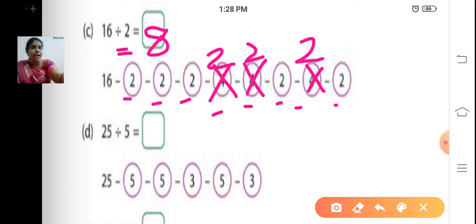Just subtract 2 only. Just cross wherever you find 4, cross it and put 2. And how many times have they subtracted 2 here? 8 times. Just count 1, 2, 3, 4, 5, 6, 7, 8. So the answer, 16 divided by 2, is 8. So, next sum.